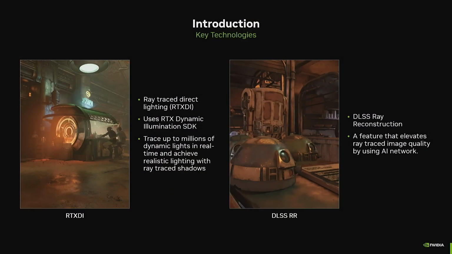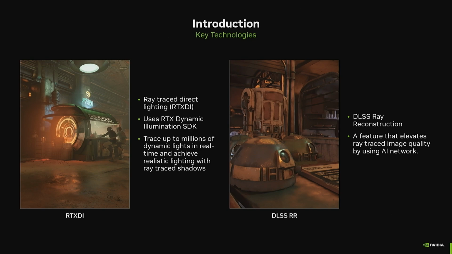And those key technologies that we're also going to talk about today are ray traced direct lighting, RTXDI in short, and that is using the RTXDI Dynamic Illumination SDK. And the point of the SDK is that, at least in theory, you could trace up to millions of lights and get this very realistic and nice looking lighting.